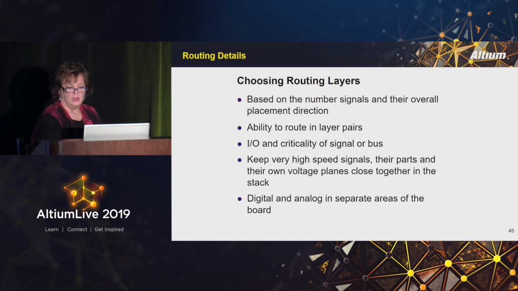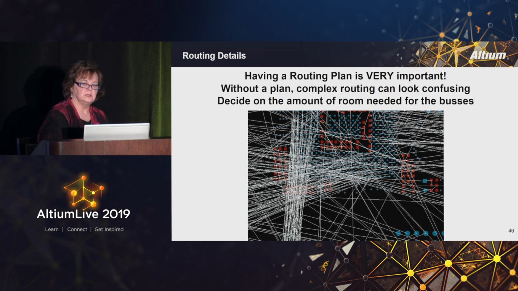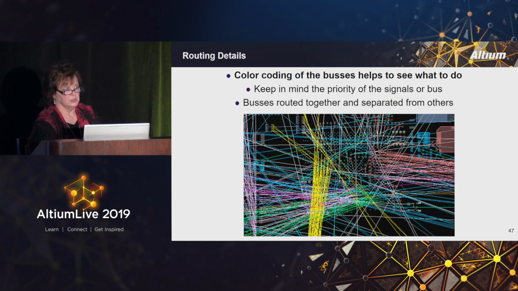Digital and analog, always in separate areas of the board. The next few slides are just an example of a way that you might look at routing out of a BGA. If you look at this, there seems to be no rhyme or reason as to what you're looking at. So one of the first things that I do with this is to color code it.